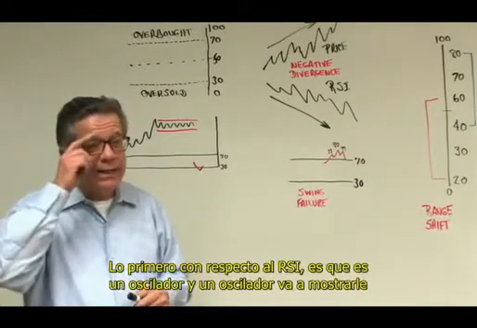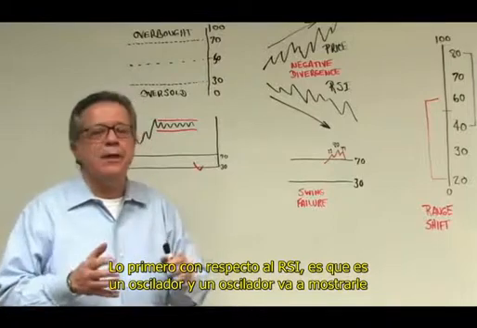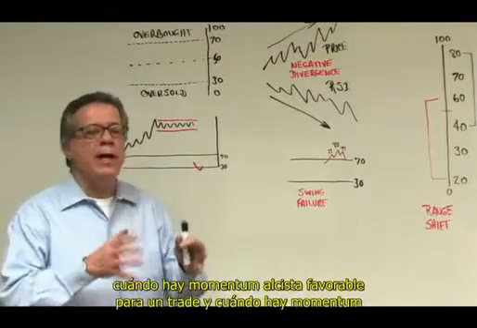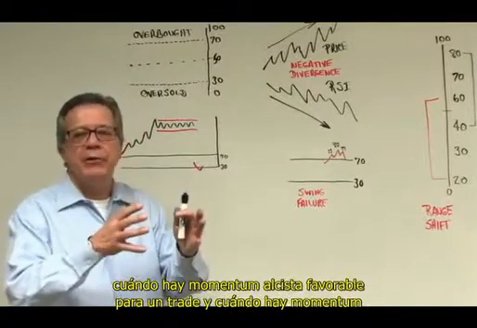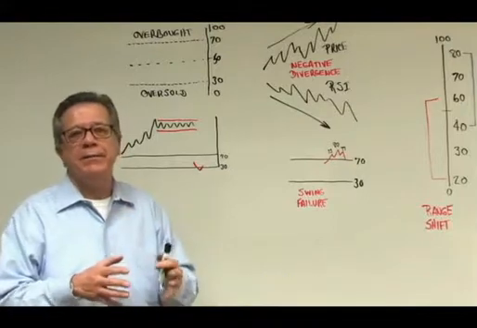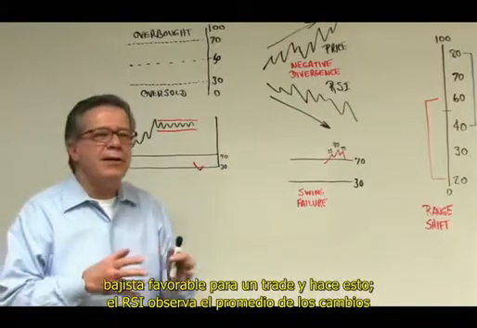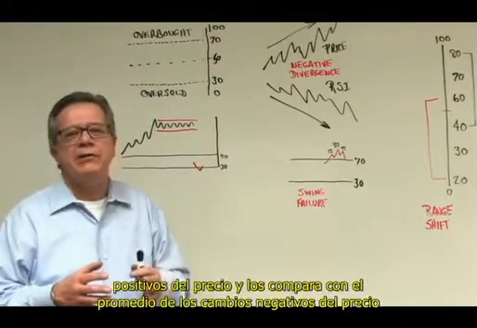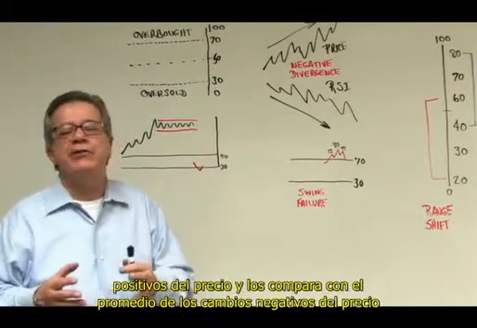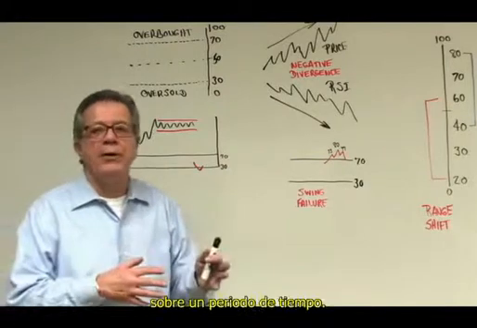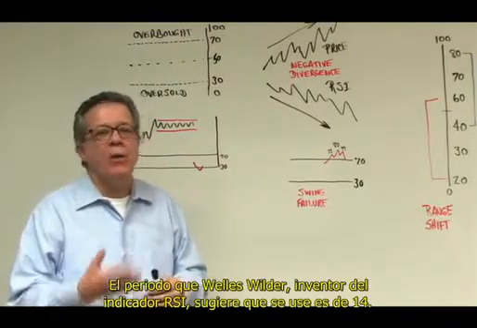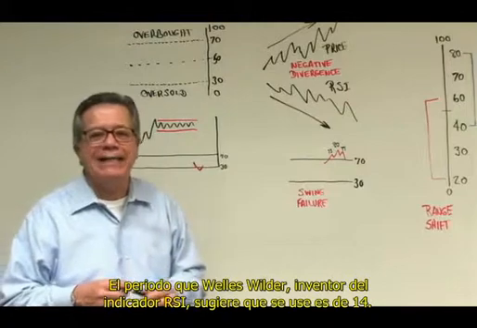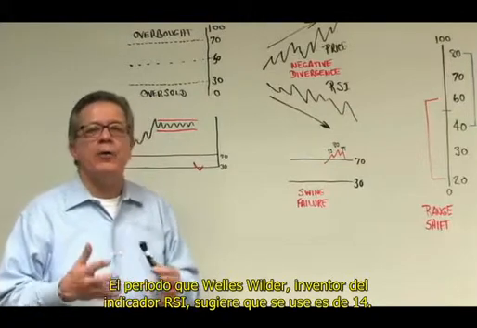The first thing regarding the RSI is it's an oscillator, and an oscillator is going to show you when there's bullish momentum favored in a trade and when there's bearish momentum favored in a trade. And the RSI does it by looking at the average positive price changes and comparing them to the average negative price changes over a period of time. And the period that Wells Wilder, the inventor of the RSI indicator, suggests using is 14.